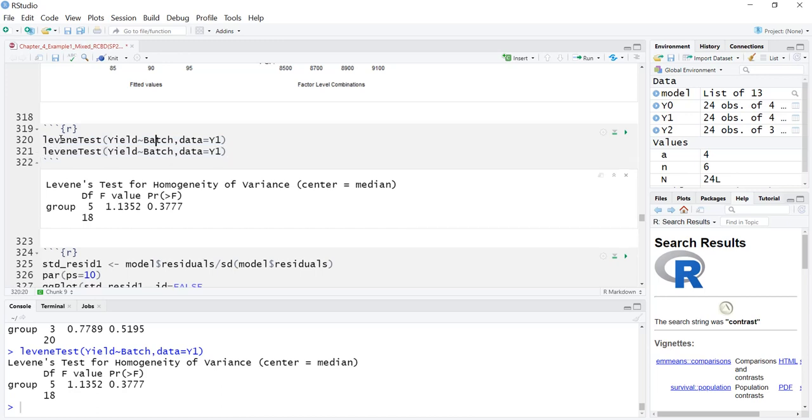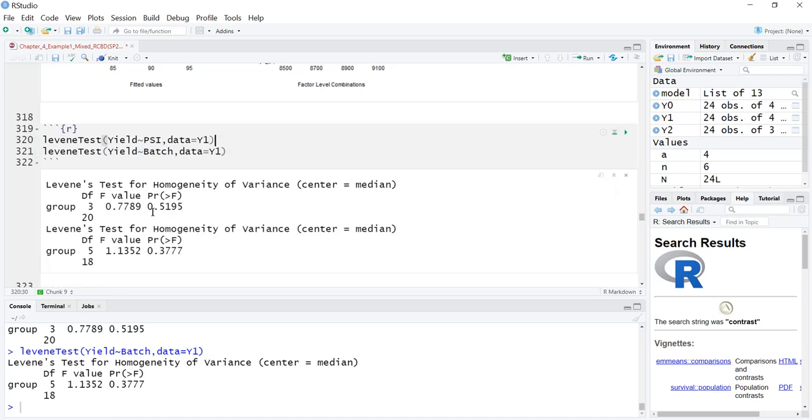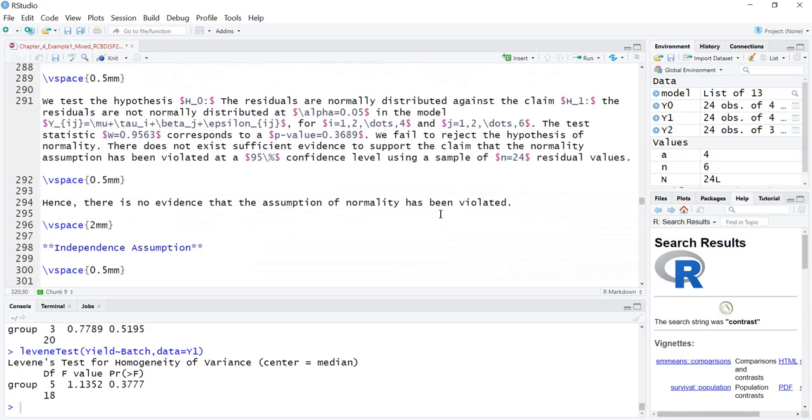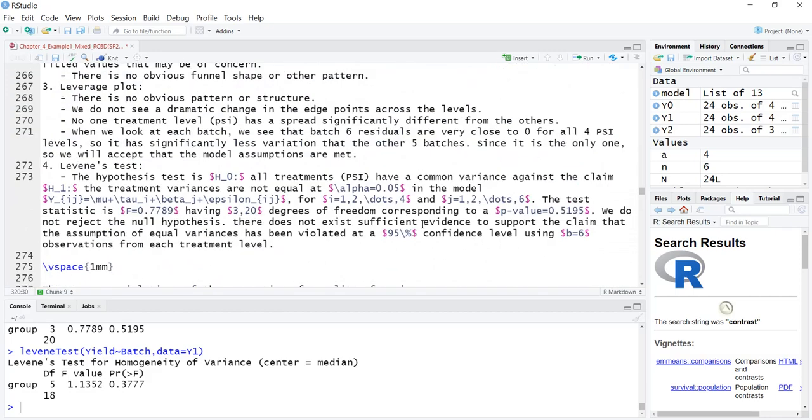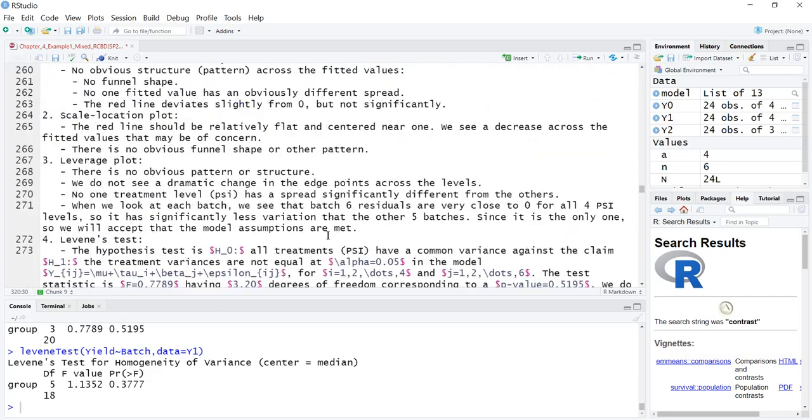And this will be PSI. Okay, so we're going to run this, and now we have two of them. So I've analyzed this one. I've put it up there, and let me find it. Equality of variances, here we go.